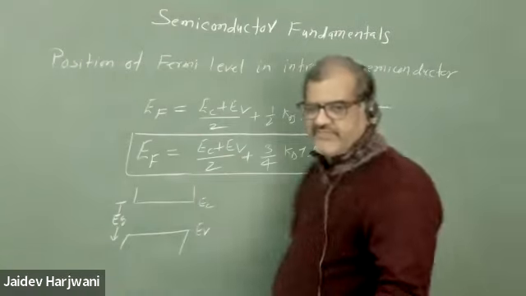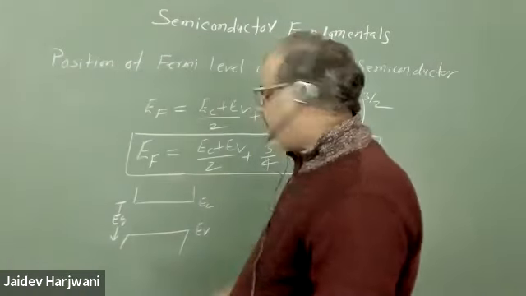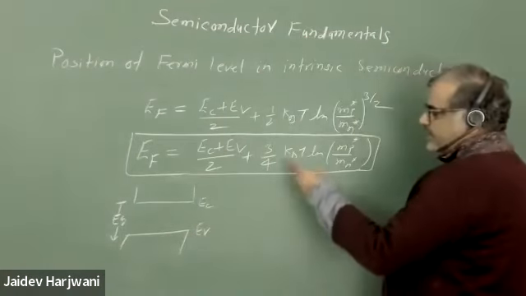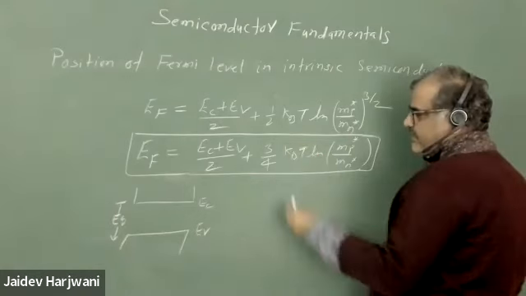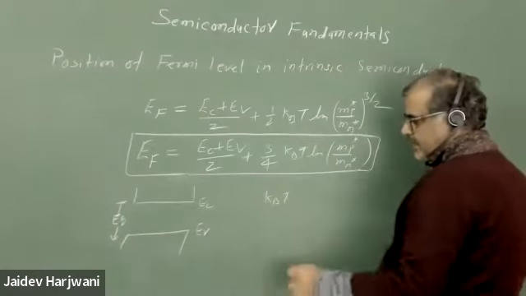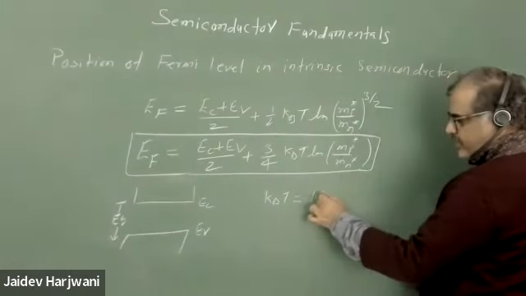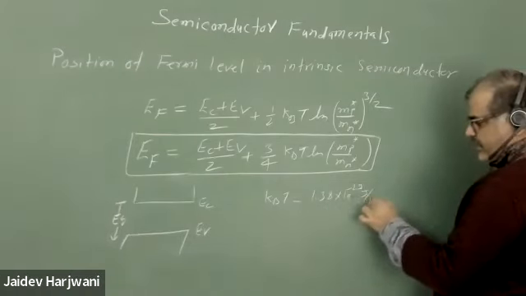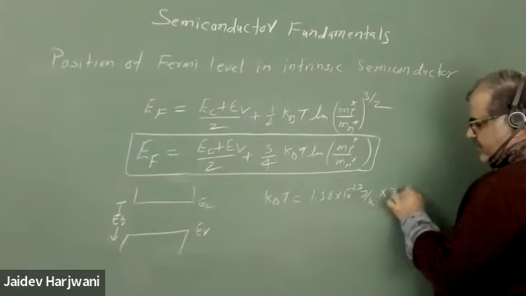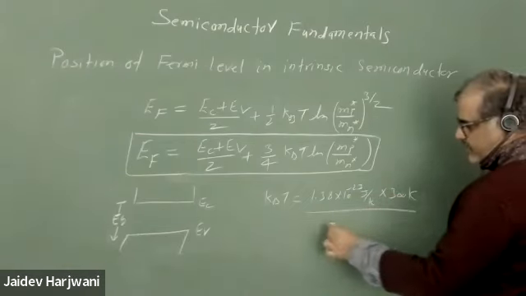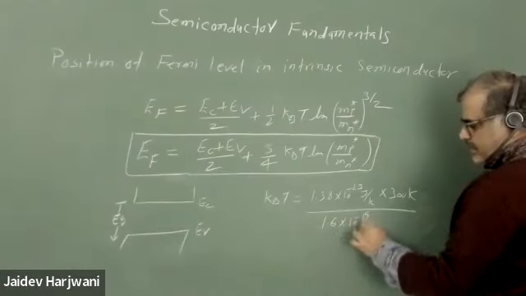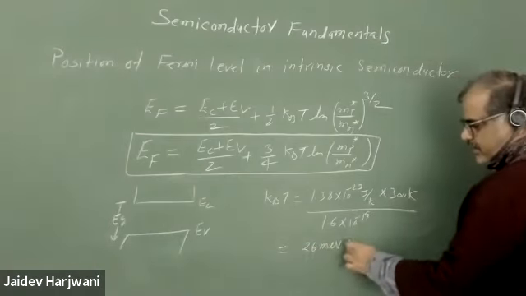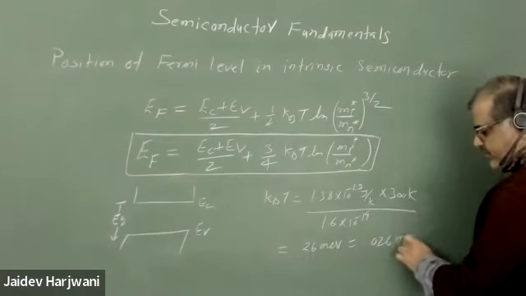Actually there should be a reference level from where you're measuring, so we can define the reference level also. For the moment, let me take the kBT value at room temperature. This comes out as 1.38 into 10 raised to power minus 23 joule per Kelvin, and if I take room temperature equal to 300 Kelvin and convert this value into electron volts, this comes out around 26 milli electron volt.